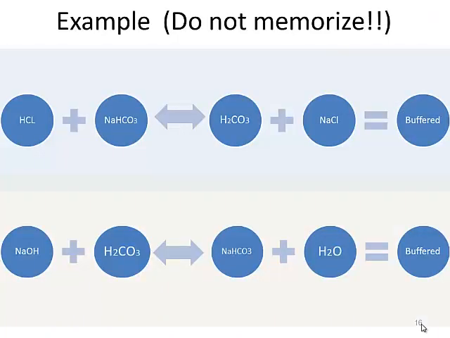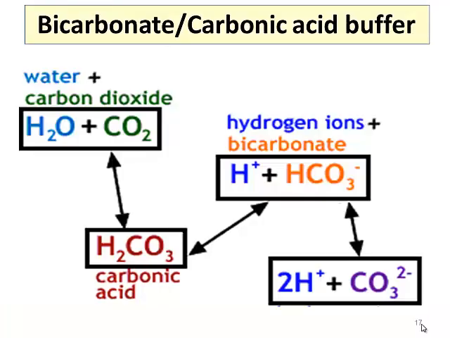Please, there is no need for you to memorize this slide. It only shows how a strong acid, like hydrochloric acid, can combine with sodium bicarb to form carbonic acid plus sodium chloride and now be buffered. A base, such as sodium hydroxide, plus carbonic acid leads to, or vice versa, sodium bicarb plus water. Now, back to the weak but important bicarbonate carbonic acid buffer.